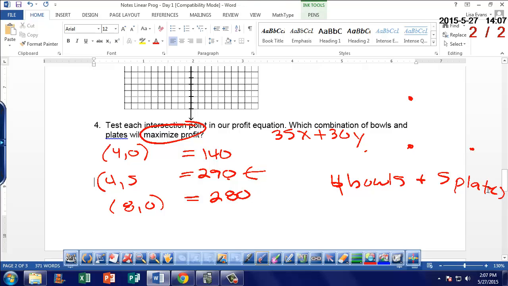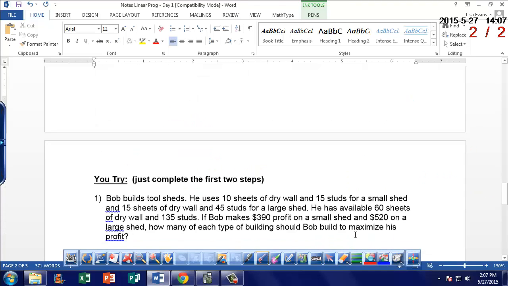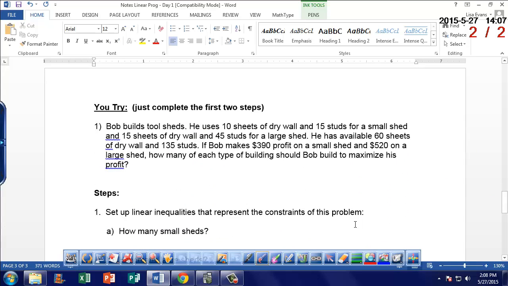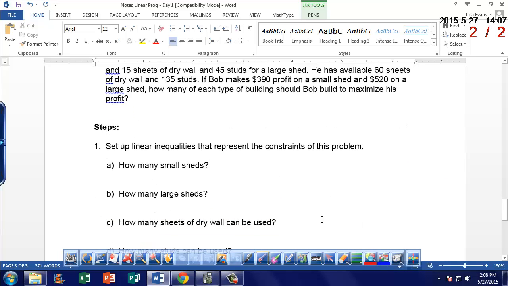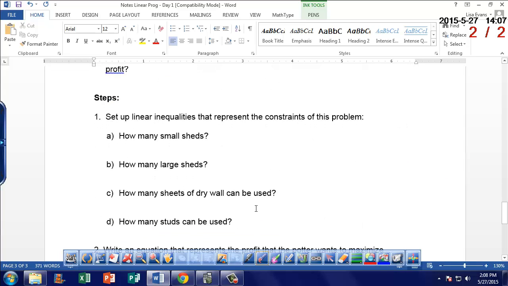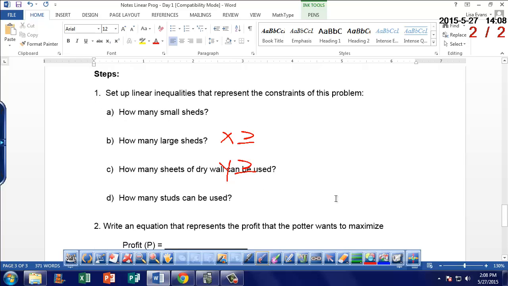Now, for the you try problem, all I have you doing, because I think the hardest part about this is writing the constraints, is trying to write the constraints. I gave you a little hint here. How many small sheds? So we know that's going to be x is greater than or equal to a certain number. How many large sheds? Y is greater than or equal to a certain number. How many sheets of drywall? It's going to tell you about the drywall. And how many studs? It's going to tell you about the studs. So these two are going to have an x and a y in it. Okay? And then go ahead and write the profit equation as well.